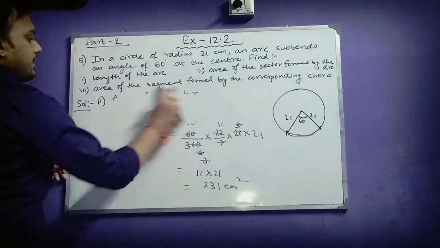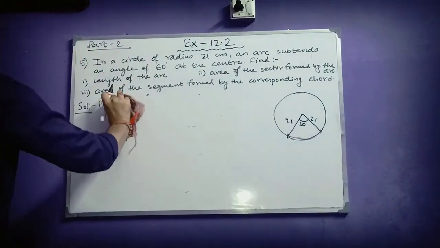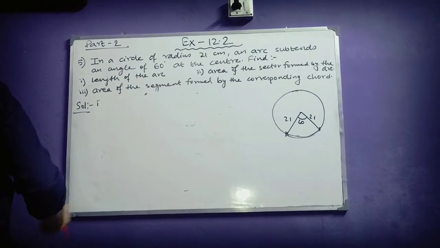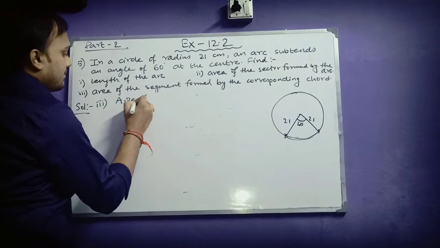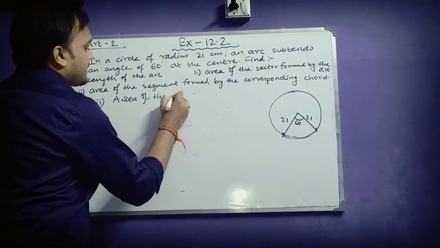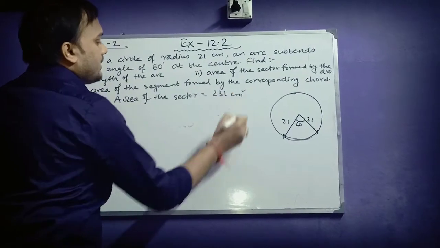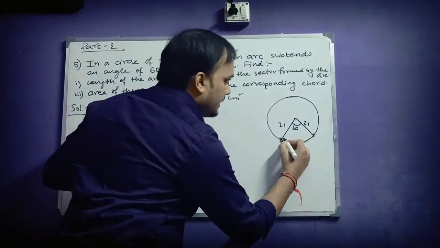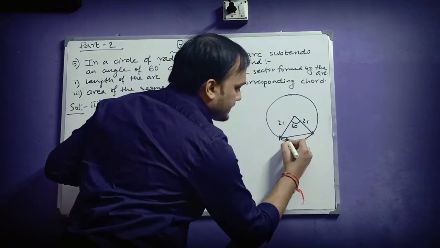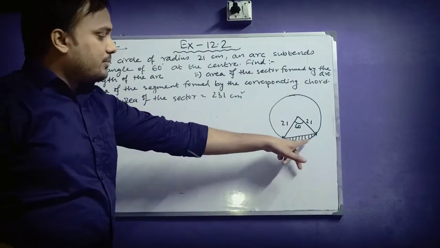Remember students that the area is 231 centimeter square. It will be required later on. So area of the sector is 231 centimeter square. We need to find the area of the segment formed by the corresponding chord. That means we need to find this area, this shaded portion. This shaded portion area we need to find.